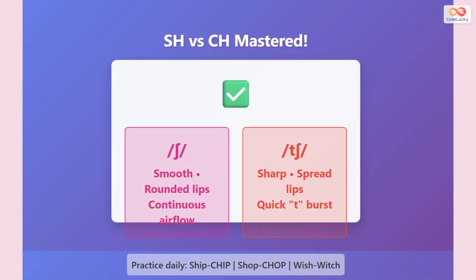Congratulations! You have now learned the key differences between SH and CH. Remember, SH is a continuous smooth sound with rounded lips. CH is a sharp sound with a quick stop and burst with spread lips. Practice daily with these examples: ship versus chip, shop versus chop, wish versus which. With consistent practice, you will master these sounds and your English pronunciation will improve significantly. Keep practicing and you will hear the results in your speaking.